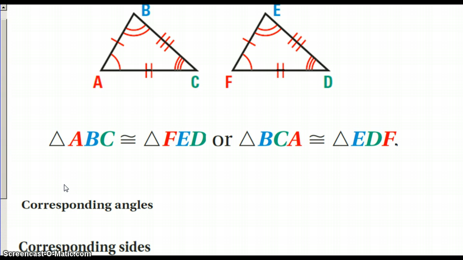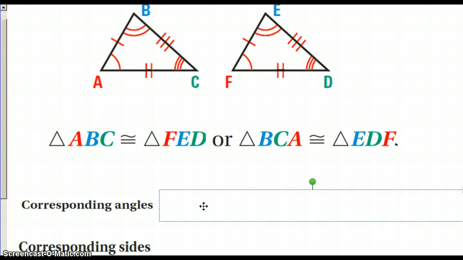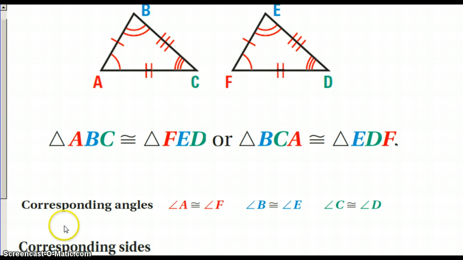If I ask you to list all the corresponding parts, since there's 6 parts, you're going to label 3 angles and then 3 sides. The angles that are congruent would be angle A is congruent to angle F, B congruent to E, and C congruent to D. And do you see how we don't have the M here? I'm not talking about the measurements being equal. I'm talking about the angles being congruent.